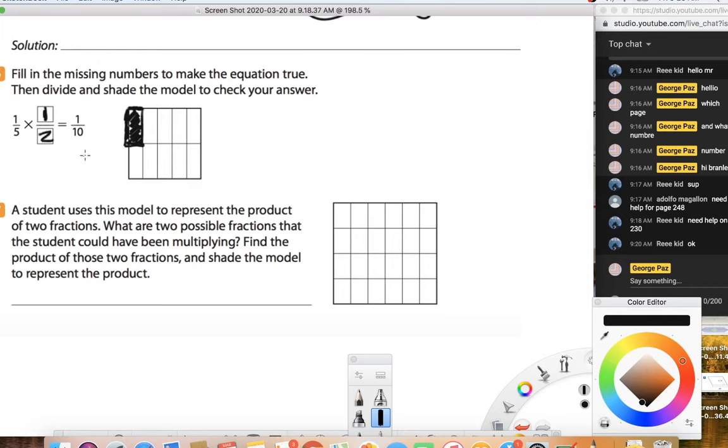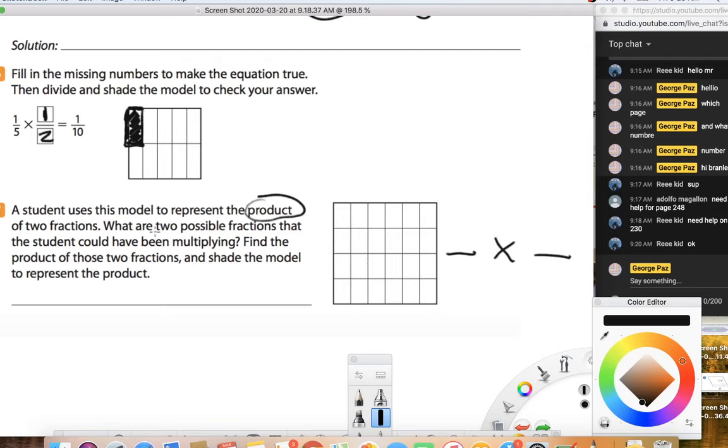I'll give you time to fill this in, or just check your answer, but for number 7: a student uses this model to represent the product of 2 fractions. Remember, product means multiplication. So they use this to show the multiplication sentence of 2 fractions. I'm going to put this line here because I know it's going to be 2 fractions, so we can write like 1/2 or whatever it's going to be. I'm going to put those lines there.